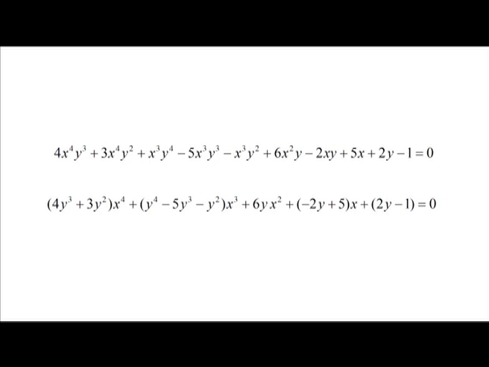For example, x to the power 4 y cube plus 3 x to the power 4 y square plus x cube y to the power 4 minus 5 x cube y cube minus x cube y square plus 6 x square y minus 2 x y plus 5 x plus 2 y minus 1 equal to 0 can be rewritten as (y cube plus 3 y square) times x to the power 4 plus (y to the power 4 minus 5 y cube minus y square) times x to the power 3 plus 6 y times x square plus (minus 2 y plus 5) times x plus 2 y minus 1 equal to 0.